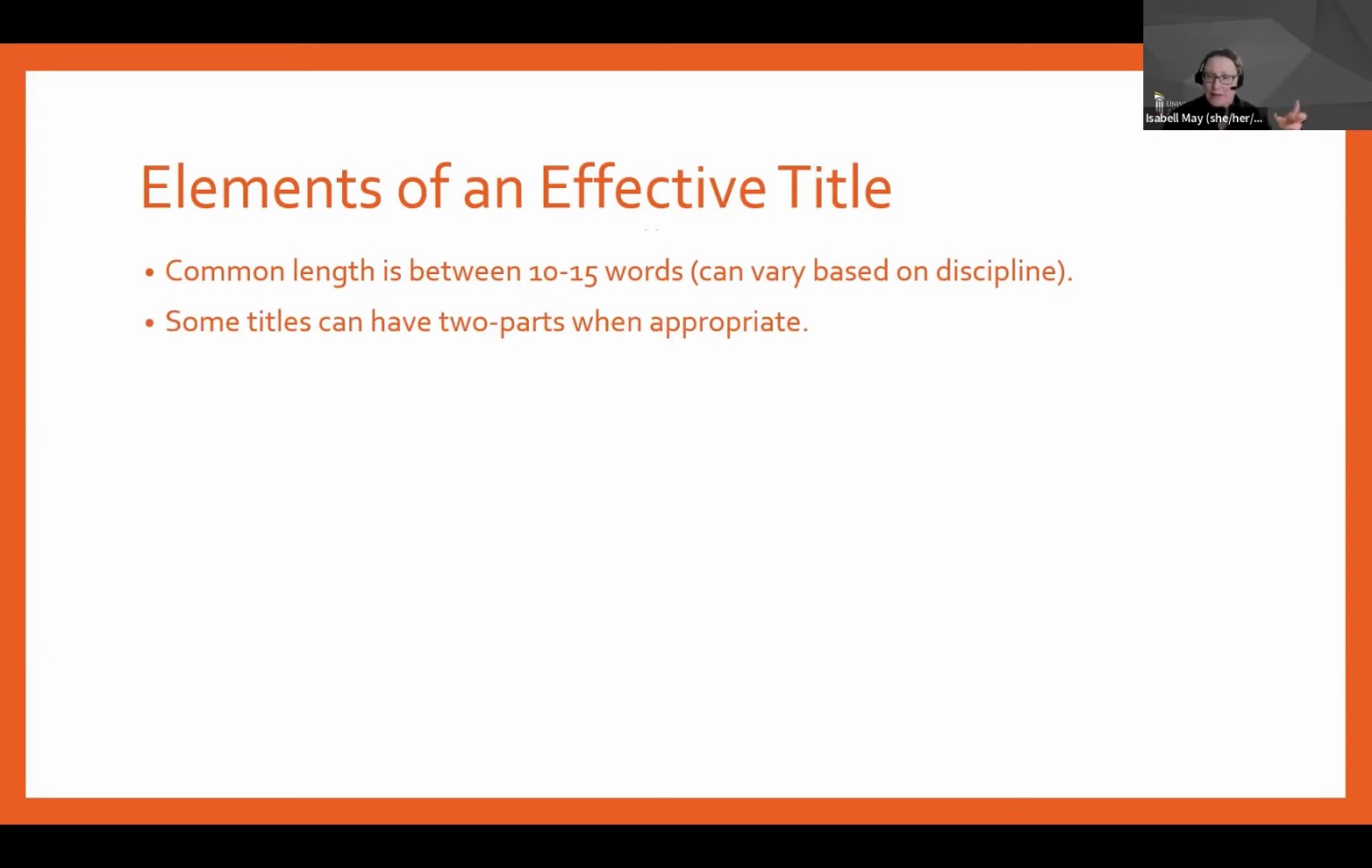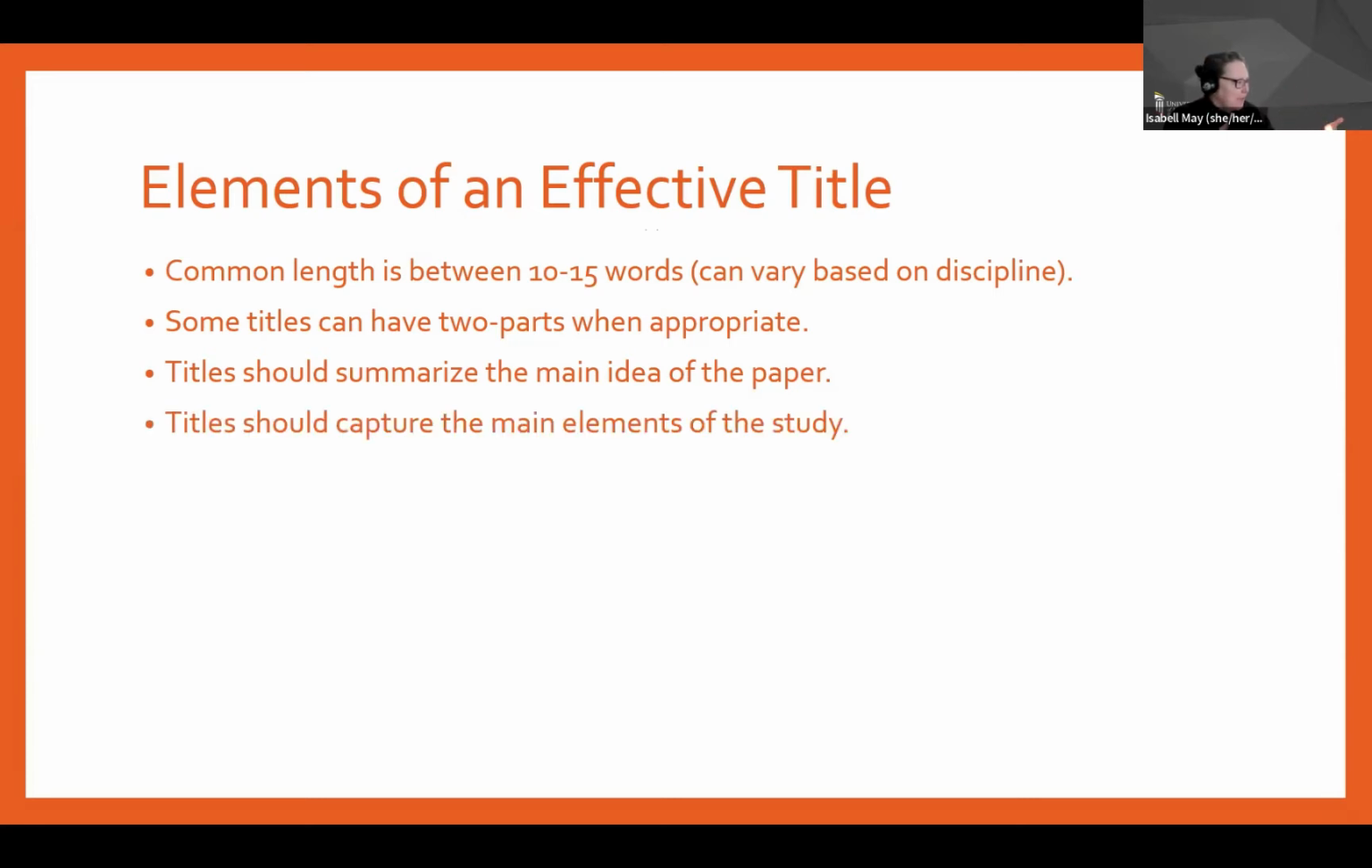Some titles can have two parts, with a colon or a dash, like a subtitle. And I like to do that. That's sort of my style of writing titles for my work, which makes them usually lengthier. So this is something to watch out for. But depending on the complexity of your work, it might be useful to do that. Again, it's a case-by-case basis. What the title should really do, as you all know, is summarize the main idea of the paper and capture the main elements of the study.